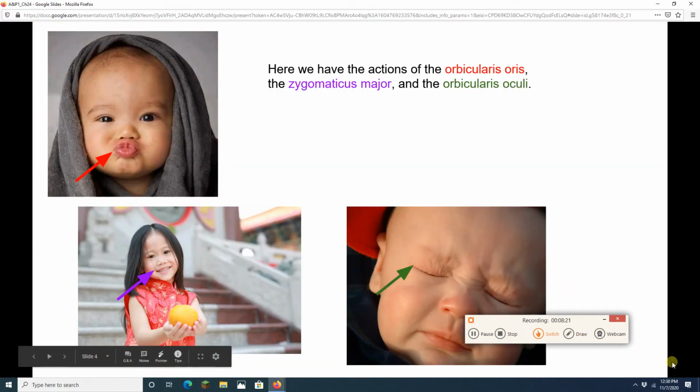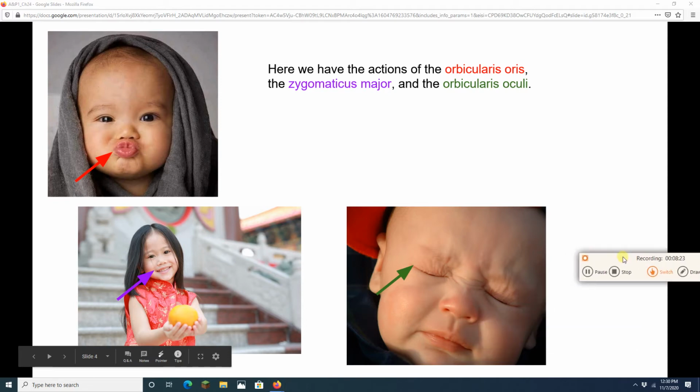So got some beautiful kids here demonstrate the actions of these muscles. So we got a little bit of lip action here. Orbicularis oris. Smiling so nicely. Zygomaticus major. Scrunching those eyes shut. Orbicularis oculi.